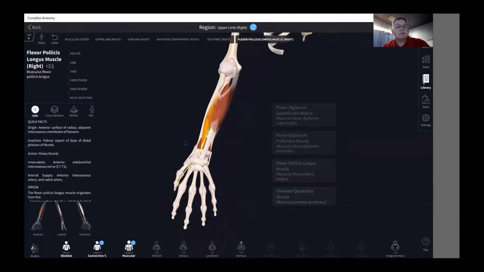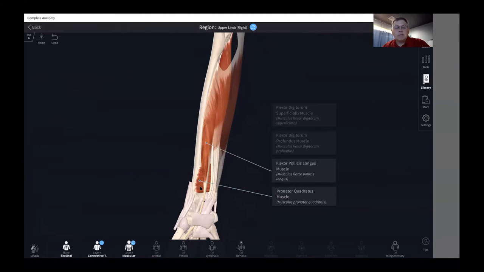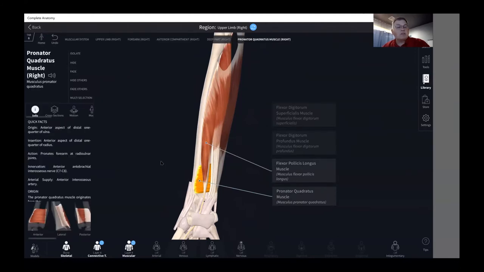So flexor pollicis longus. We go finally to pronator quadratus here. Our origin is the anterior aspect of the distal one quarter of the ulna, and it inserts into the anterior aspect of the distal one quarter of the radius, and its action is pronating the forearm at the radial ulnar joint. Innervation here is anterior antebrachial interosseous nerve, C7, C8.